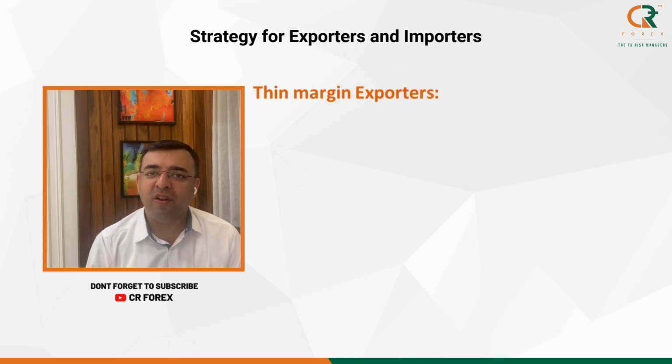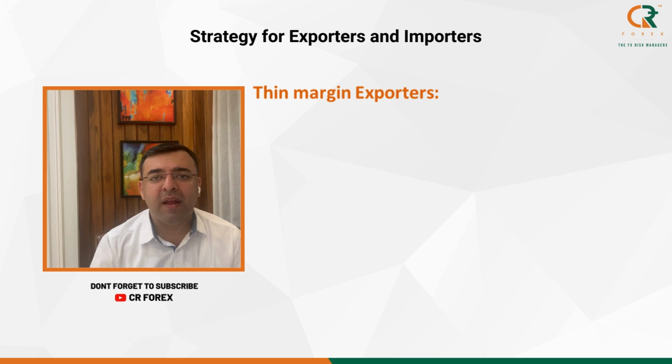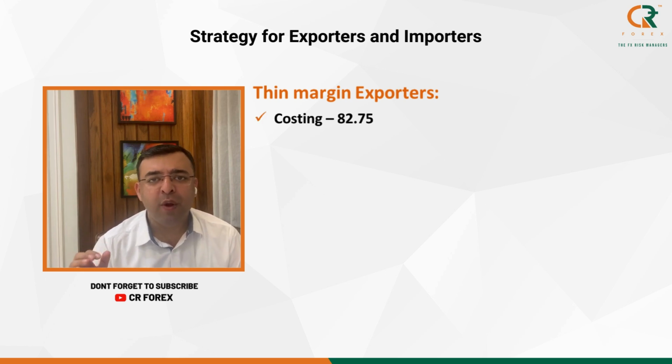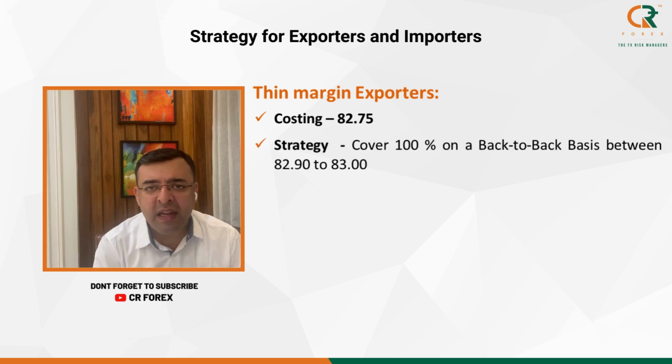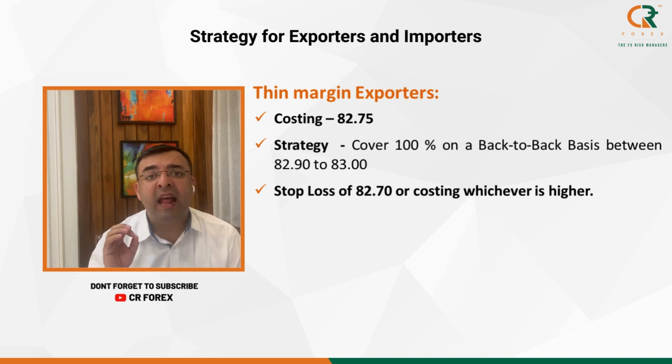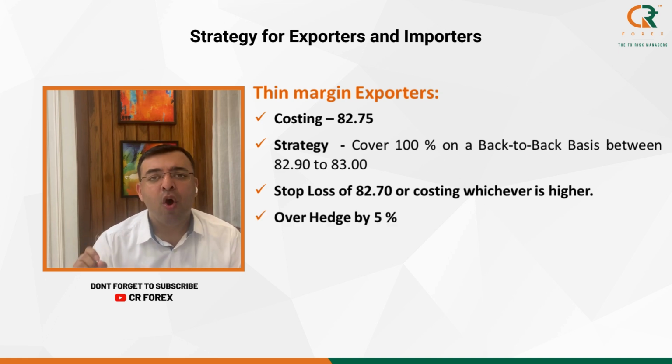Now let us discuss strategy for thin margin exporters like chemical exporters and agri exporters. Most of them are taking costing close to 82.6, 82.75. We will suggest them between 82.80 से लेके 82.95. They should cover 100% on a back-to-back basis. If someone wants to wait, they should keep a strict stop loss of 82.70. We still suggest all thin margin exporters that they can overhedge 5% of their annual turnover close to 83 kind of levels.